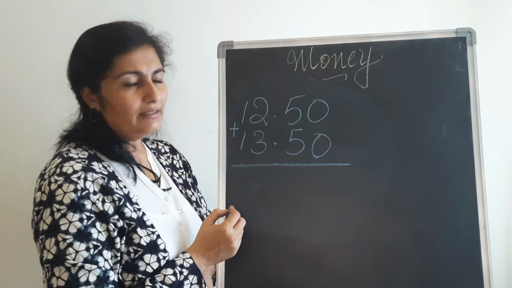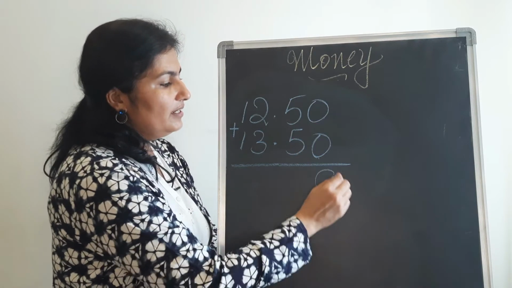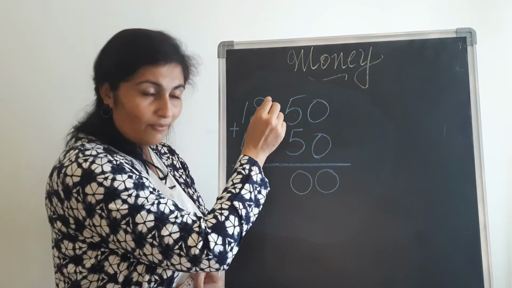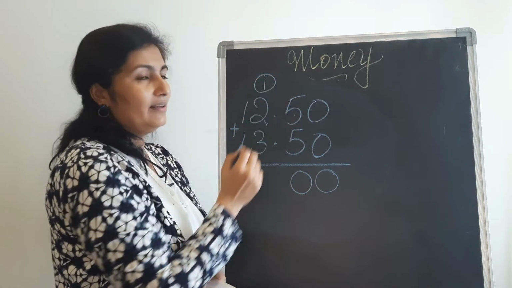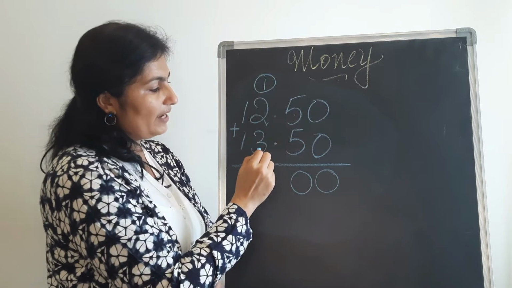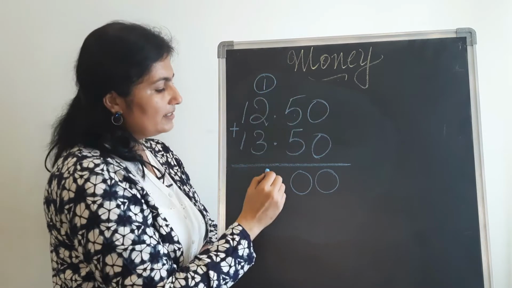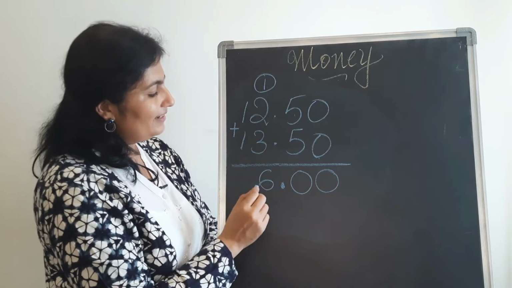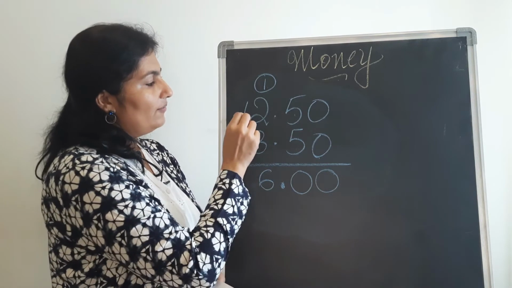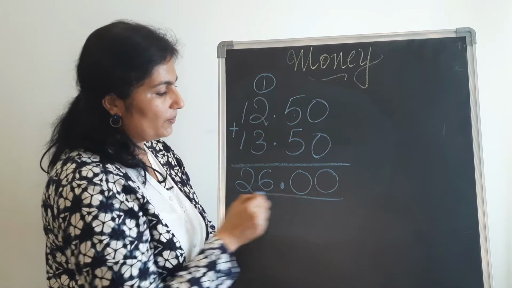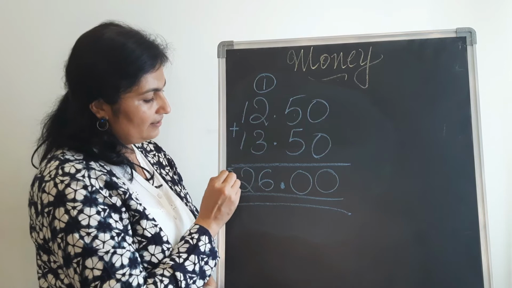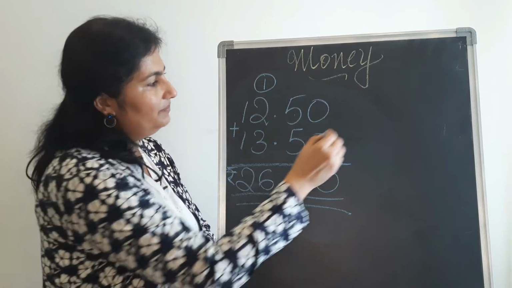So we're going to do the addition. 0 plus 0 is 0. 5 plus 5 is 10. We will carry over 1. So 2 plus 3 is 5. 5 plus 1 is 6. I forgot the decimal. I'm sorry. Don't forget. 1 plus 1 is 2. So 26 rupees.